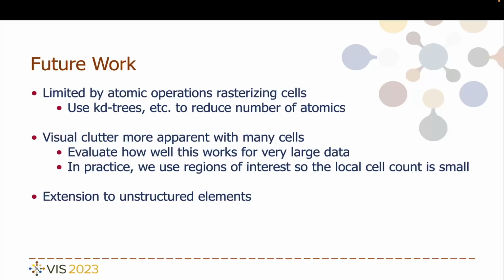Since we're limited by atomic operations, a natural choice would be to reduce the number of operations by using a hierarchical data structure over the cells. Another thing that we would be interested in is to analyze how much this algorithm is influenced by visual clutter. And then finally, what we'd also like to look into is extending the algorithm to also support unstructured elements.